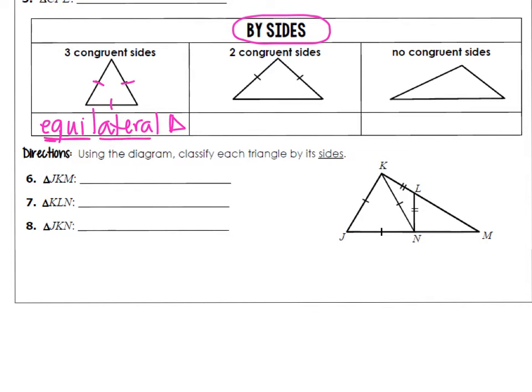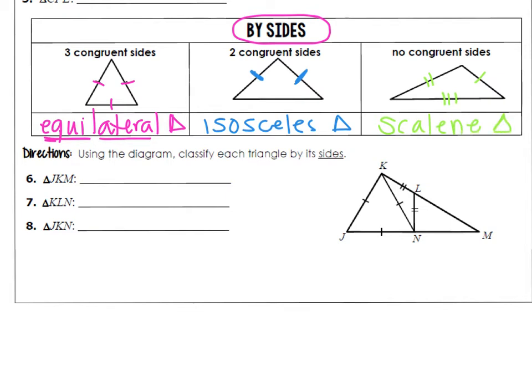Equilateral: equal sides. When you have a triangle with two congruent sides, notice the hash marks here showing that they are congruent, that is going to be called an isosceles triangle. And then when you have no sides congruent, you have one mark, two marks, and three marks, none of those being the same, that is going to be called a scalene triangle.